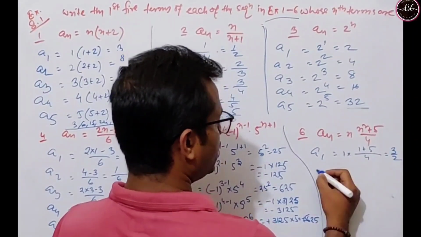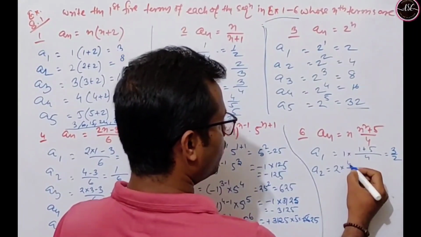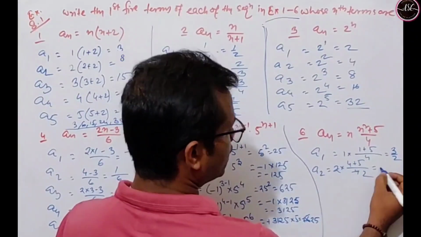Okay. And for this, a1 equal to 1 into 1 plus 5 by 4, that means 6 by 4, that means 3 by 2. a2 equal to 2 into 4 plus 5 by 4, that means 2 will be cancelled out, 9 by 2.